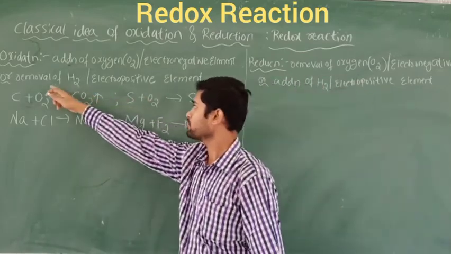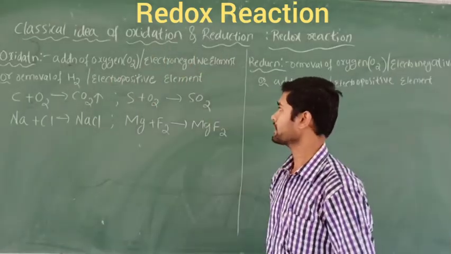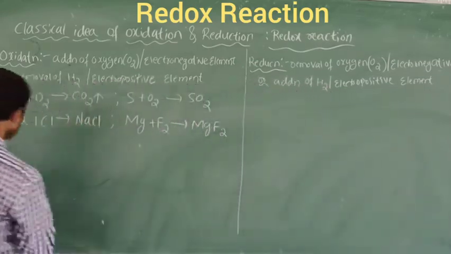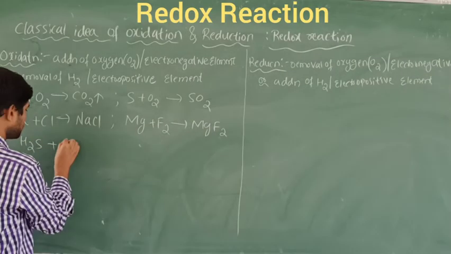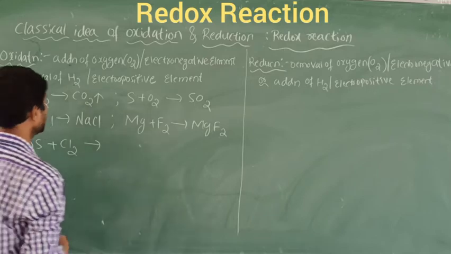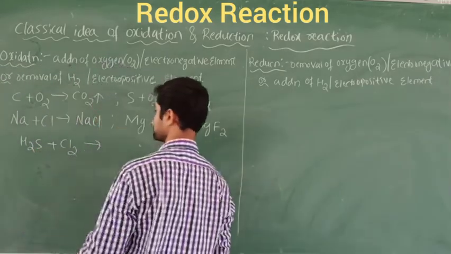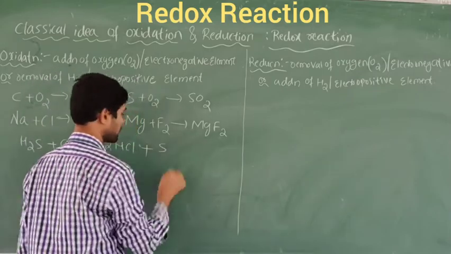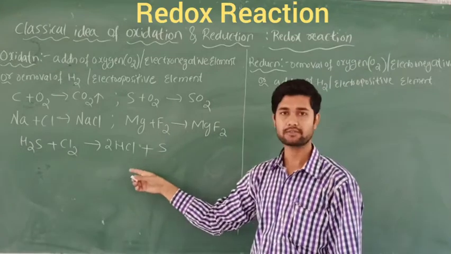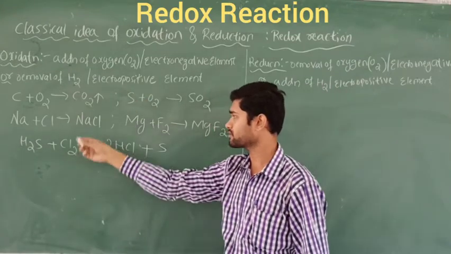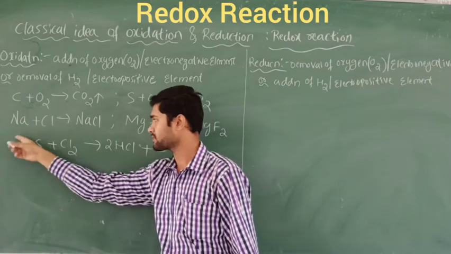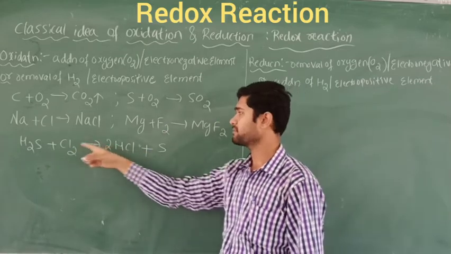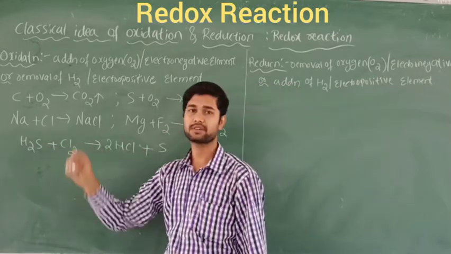The next set is removal of hydrogen or removal of an electropositive element from the substance. Let's take a simple reaction: hydrogen sulfide plus chlorine gas. We are removing the hydrogen from the sulfur, forming 2HCl, plus the remaining sulfur is removed here. This type of reaction is called oxidation, because according to the statement, it is removal of hydrogen from the substance. After the reaction, 2 hydrogen and 2 Cl form 2HCl, plus sulfur. So this is an oxidation reaction.